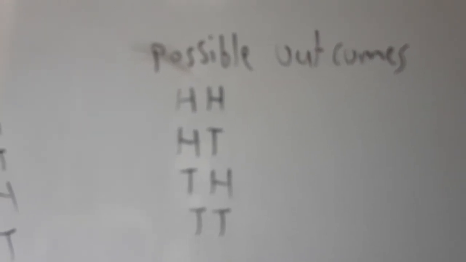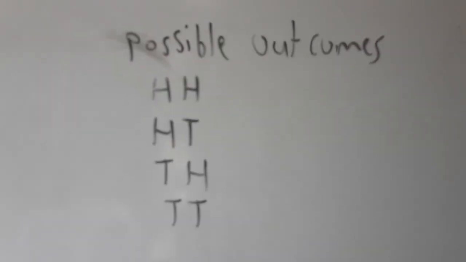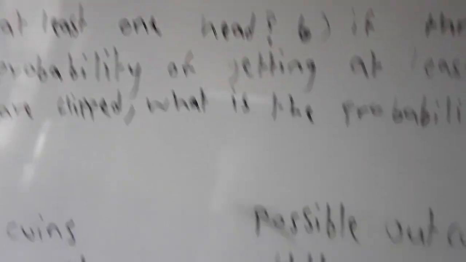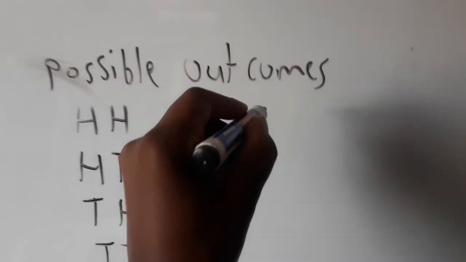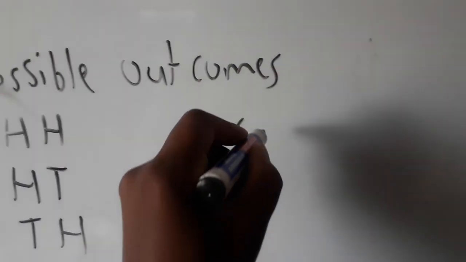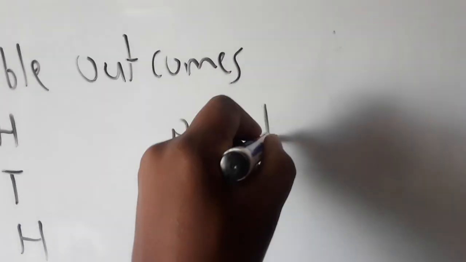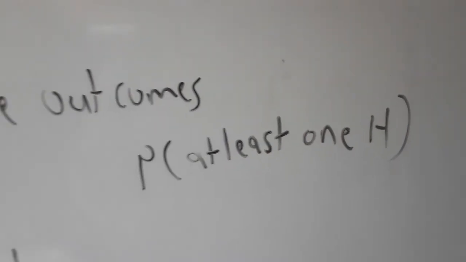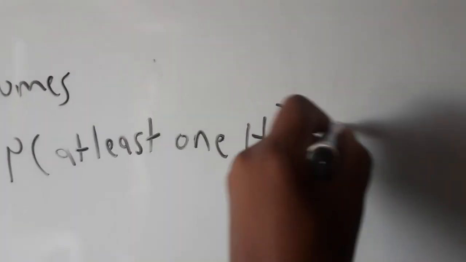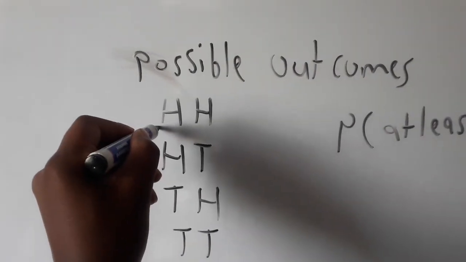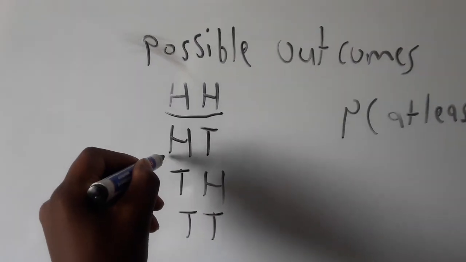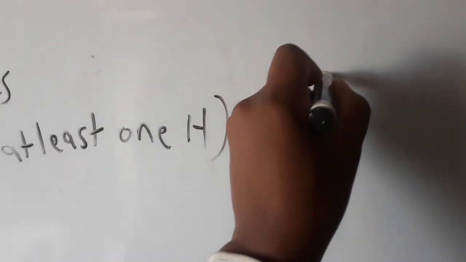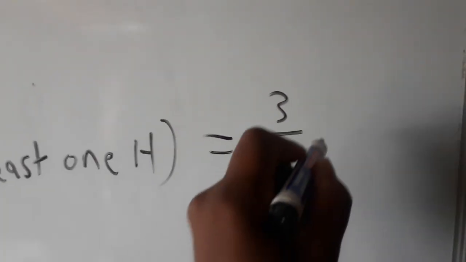So what we need is the probability of getting at least one head. P, probability of at least one H for head. The probability of getting at least one head is equal to, where do we have a head? We have two heads here, one head here. So it's three. So it's 3/4.